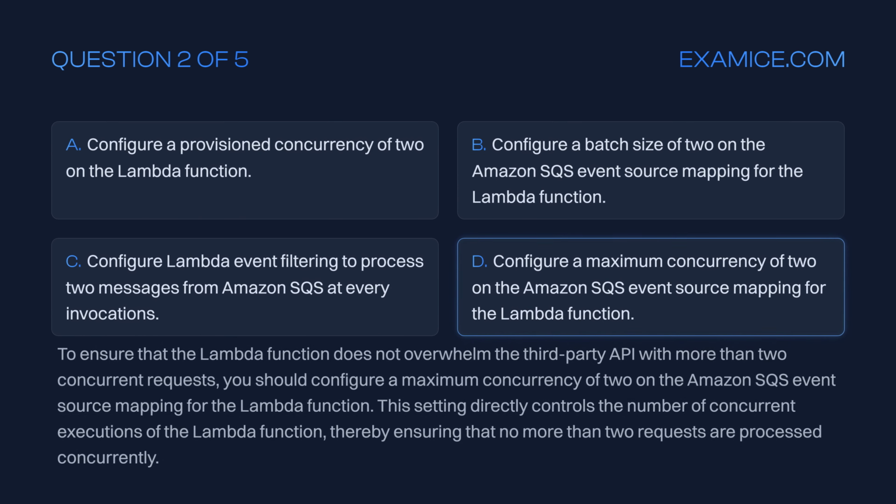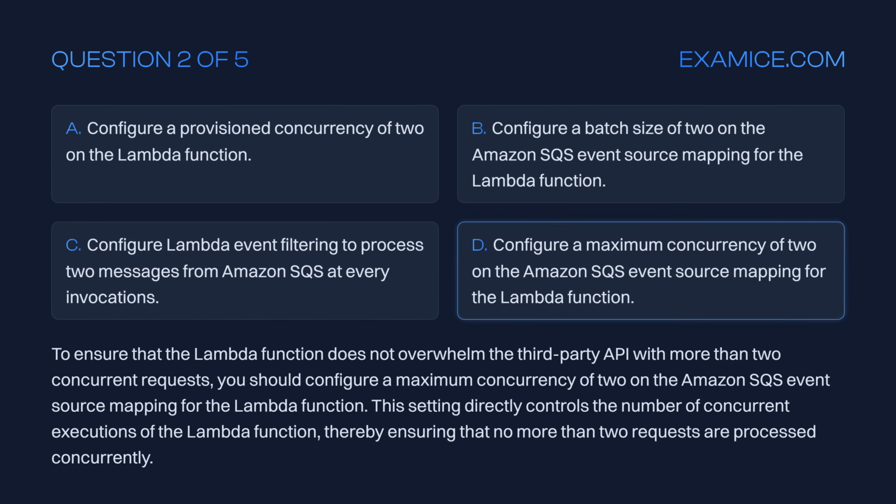The answer is option D. To ensure that the Lambda function does not overwhelm the third-party API with more than 2 concurrent requests, you should configure a maximum concurrency of 2 on the Amazon SQS event source mapping for the Lambda function. This setting directly controls the number of concurrent executions of the Lambda function, thereby ensuring that no more than 2 requests are processed concurrently.